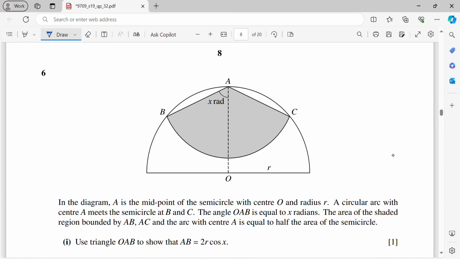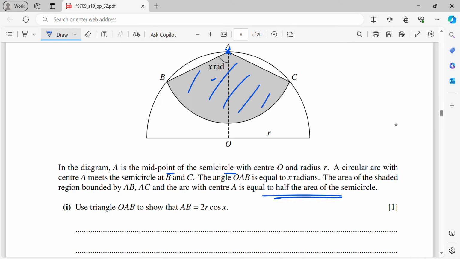So for question number 6, in the diagram, A is the midpoint of the semicircle with center O and radius r. A circular arc with center A meets the semicircle at B and C. The angle OAB is x radians, as given here. The area of the shaded region bounded by AB, AC and the arc with center A is equal to half of the area of the semicircle. Use triangle OAB to show AB is 2r cos x.